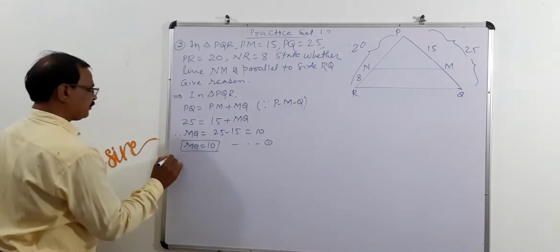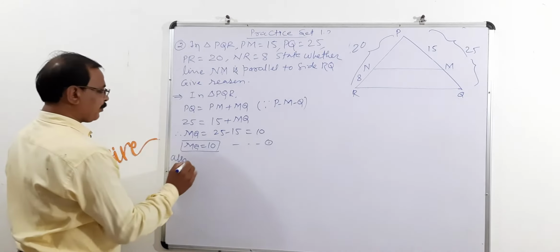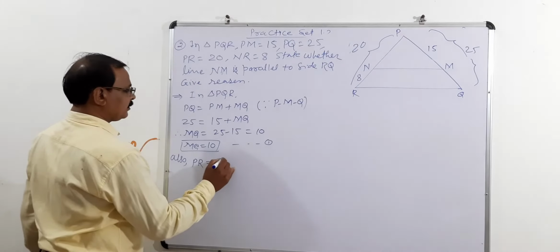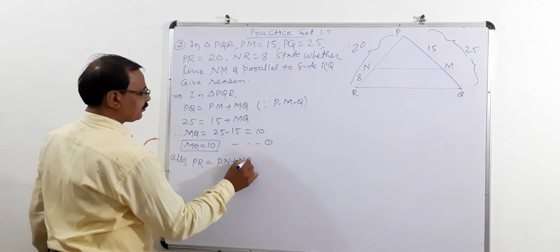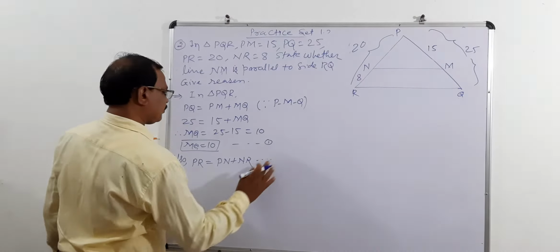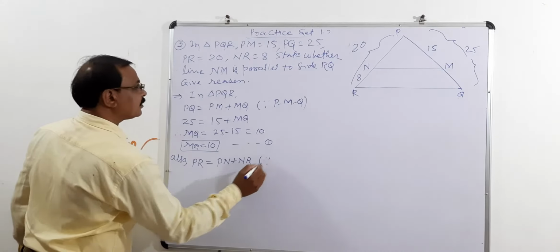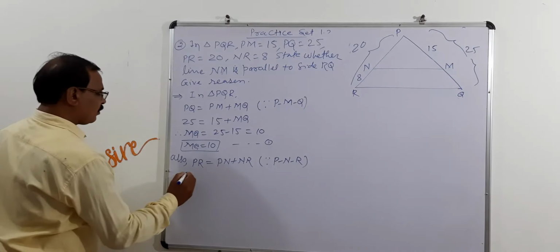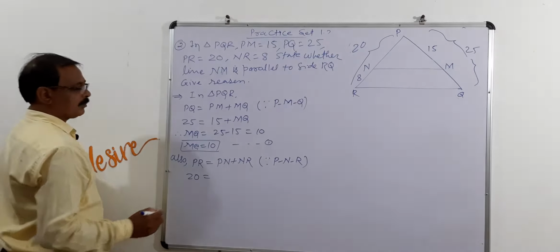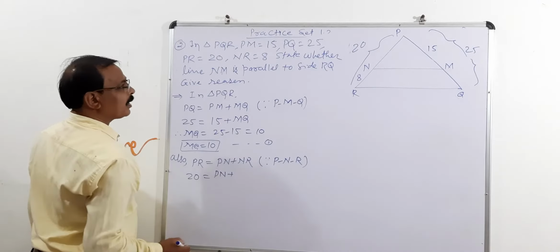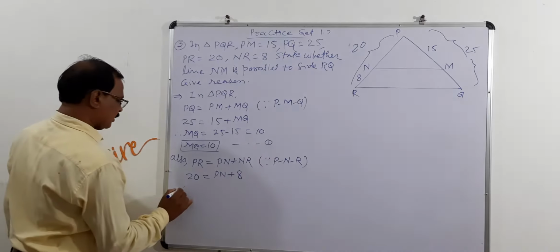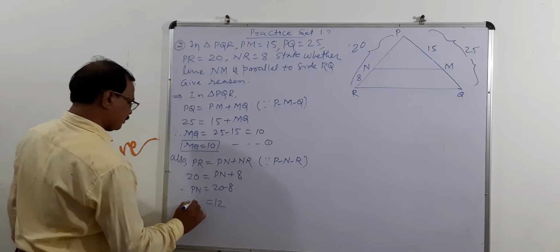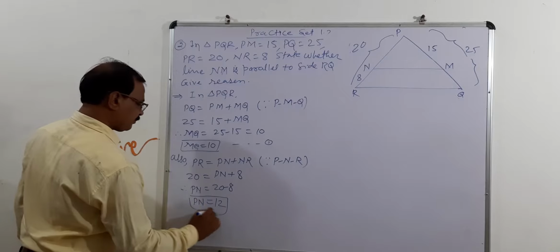Number 1. Also, PR is equal to PN plus NR, since P-N-R, the total value of PR is given, that is equal to 20. PN we don't know, and NR is equal to 8. Therefore, PN is equal to 20 minus 8, that is equal to 12. So PN is equal to 12. Right.